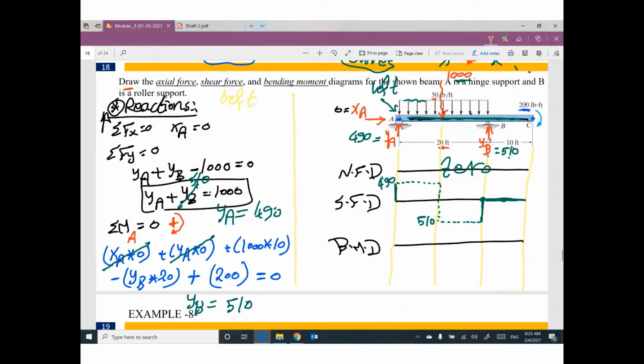From the beginning of the dotted line to the end of the dotted line, I'm going to draw a solid line. This one is negative, this one is positive.